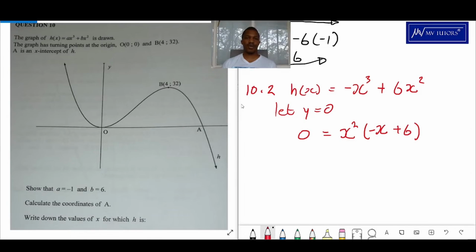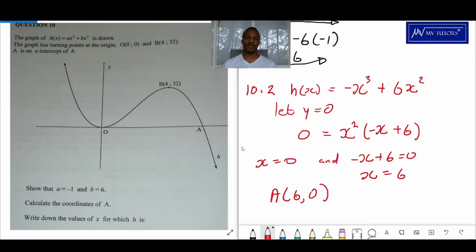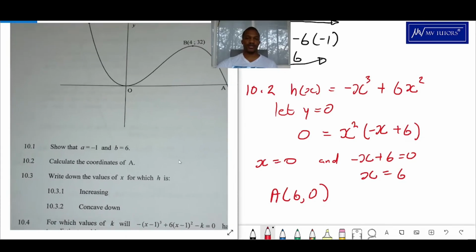Okay, so this gives me two answers. I have x is equal to 0, and I also have minus x plus 6 is equal to 0. So let's just solve for x here. Therefore x is equal to positive 6. So what do they want? The coordinate. So the coordinate for A is (6, 0), just like that. Cool. Then let's go to the next question.